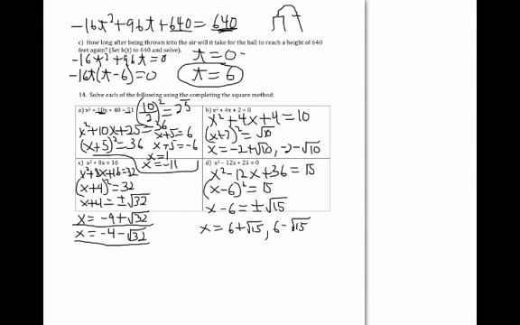For d, same idea. We take negative 12, take half of it, square it, get 36. That means we have to add 15 to 21 to get it to 36. So we have to add 15 to both sides. So we get x squared minus 12x plus 36 is equal to 15. When we factor, we get (x minus 6) squared is equal to 15. So x minus 6 would have to be equal to the positive or negative square root of 15. X is equal to 6 plus root 15, or 6 minus root 15.